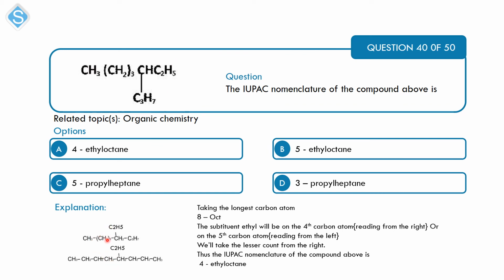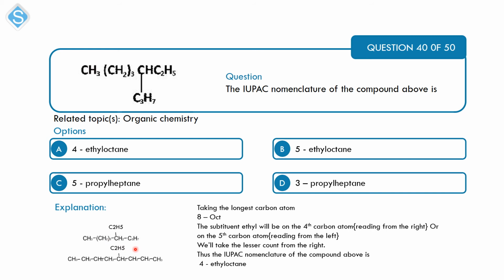This is condensed here. This is actually 3CH2, so I can just expand it. I say 1, 2, 3. Now if you look at all of this chain, it has only single bonds. That makes it an alkane. So that means this is going to be like octane. Then the next thing is now our substituent here. This substituent, this C2H5, which is ethyl.